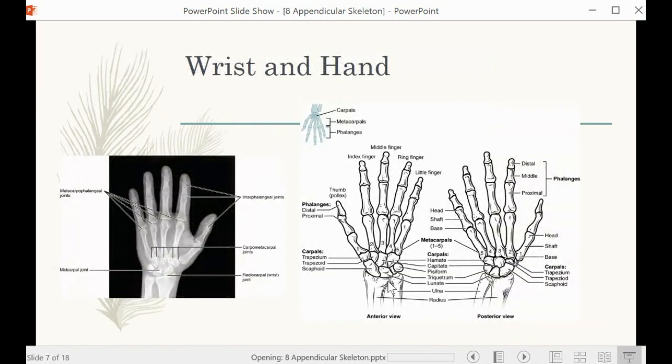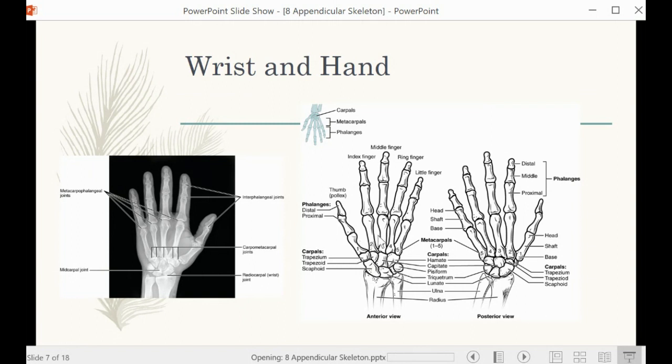So for the wrist and the hand, we have all of these carpals, metacarpals, and the phalanges. So for the carpals, you can see we have the trapezium, the trapezoid, the scaphoid, the capitate, the hamate, the pisiform, the triquetrum, sorry, and the lunate right there. Now you just need to know that they are in fact carpals. You don't need to know which one is which.